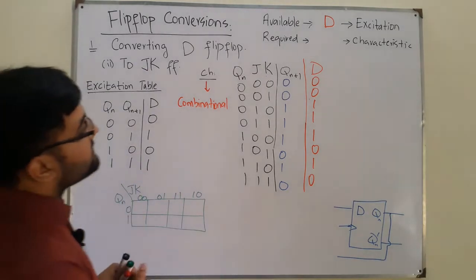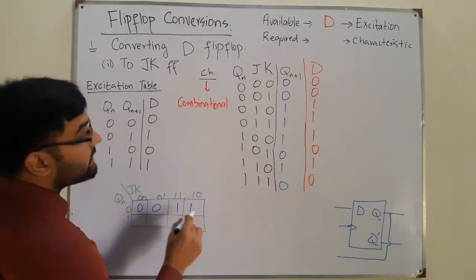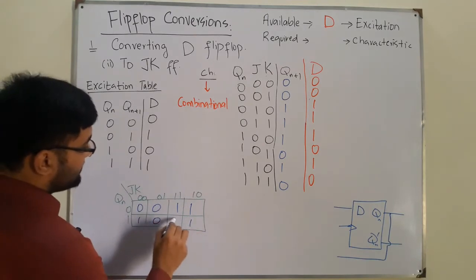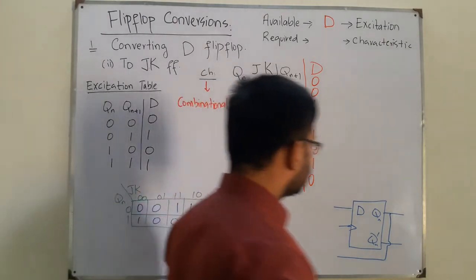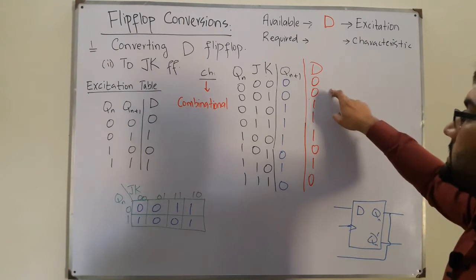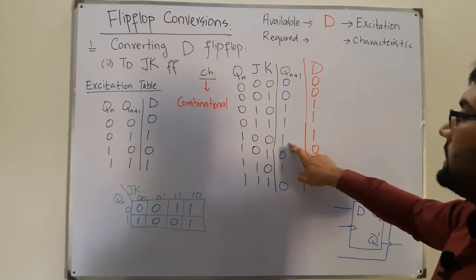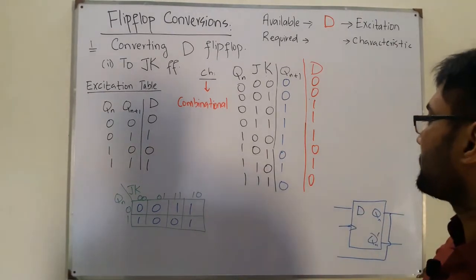Now, filling it, so you have 0011, 1010. Let me check it. Okay, I just filled it in a little hurry. You have 00, 00 is again 0. 01 is 1. 01 is 1. 11 is 1. 10 is 0. 11 is 1. Yes, it's fine.